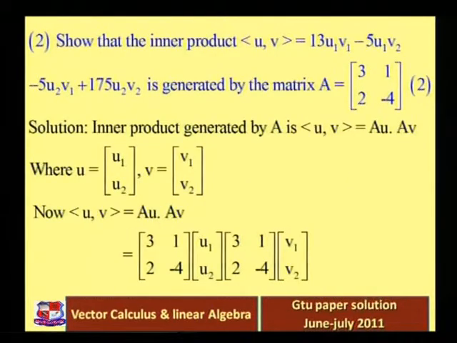Now the next question, 1a, the first part we saw, and this is the second part of that question. Show that the inner product uv, which is equal to 13 u1 v1 minus 5 u1 v2 minus 5 u2 v1 plus 5 u2 v2, is generated by the matrix A equal to 3 1 2 minus 4. This question asks for 2 marks in the GTU paper.